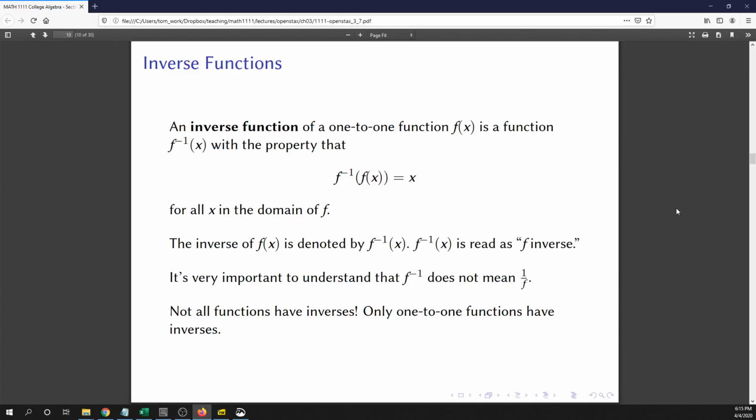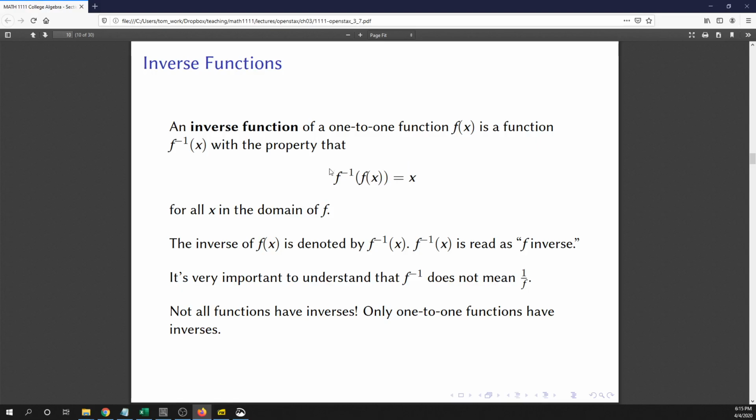In this video, we are going to talk about inverse functions. An inverse function of a one-to-one function f(x) is a function denoted f inverse of x. That's an f with a minus 1 up in the superscript position. And it has the property that f inverse of f of x equals x.